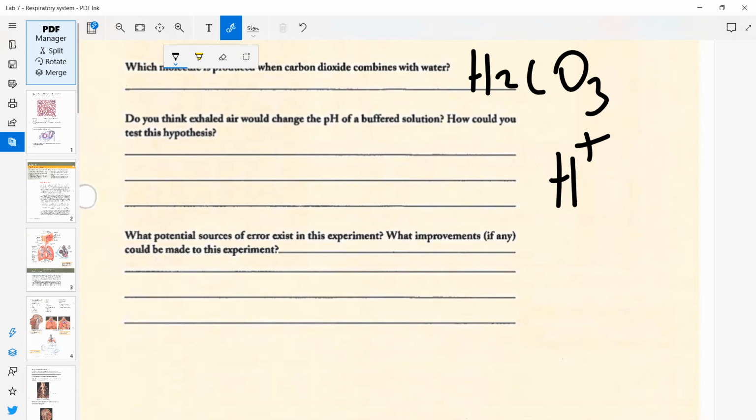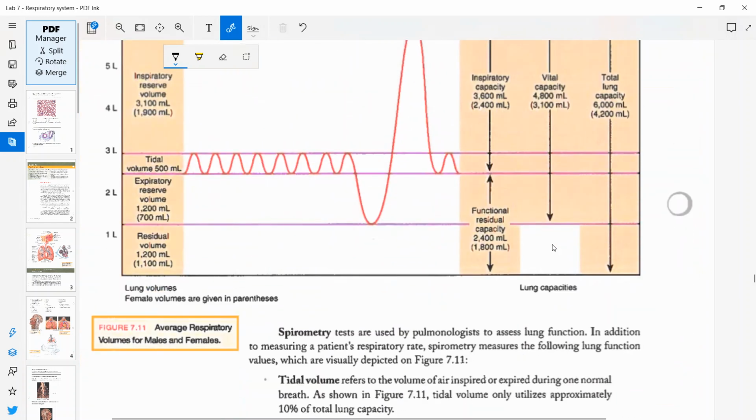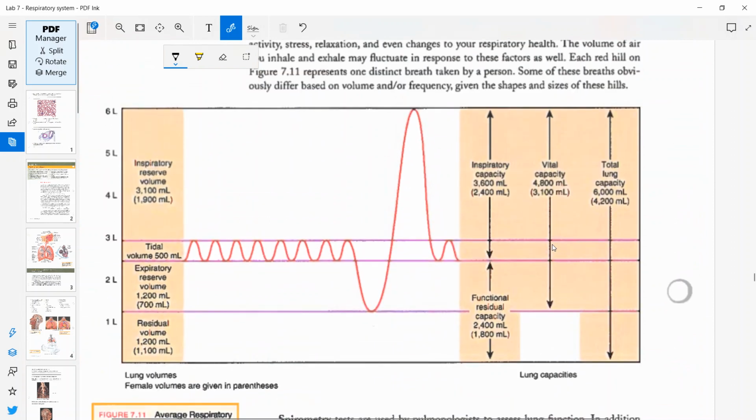Potential sources of error, well, obviously we cannot control how much we exhale. Our measurements are generally imprecise. Improvements that can be made to this experiment probably control some kind of a volume that we exhale, something like that. The respiratory volumes, so this reviews volumes and capacities.